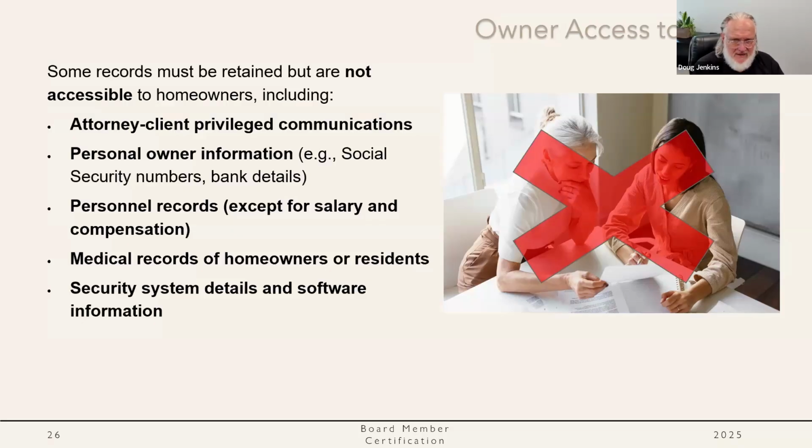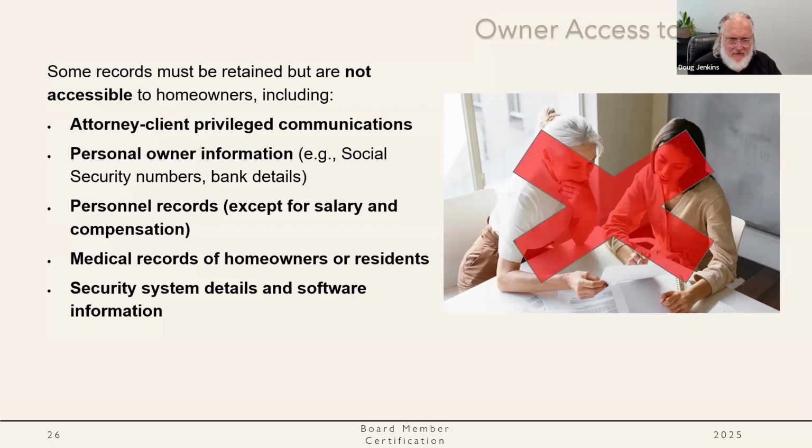Personnel records, not available, except for the extent of their salary and compensation. If they have an employment contract, that's also available for inspection. But if you have disciplined an employee or discussed, have personnel records of any sort, those are not available to owners on a records request.